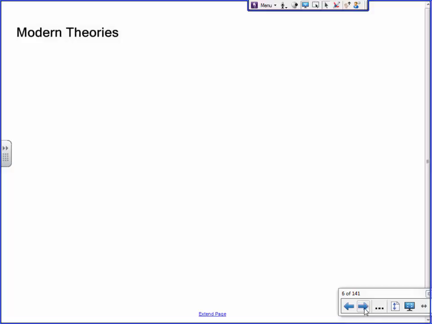Okay, and then the last slide here is for modern theories. Now we know more about it. We're going to talk about these in our last unit, but you should maybe recognize the phrase the Rutherford experiment. Have you guys ever heard that one before? Anybody know what it was? It's known as the gold foil experiment. What did he do?